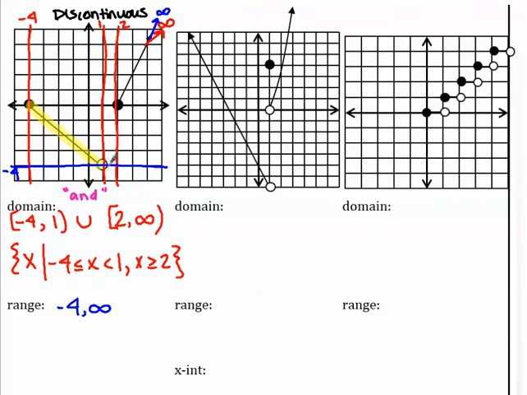-4 has an open circle, so I need to put a parenthesis, and infinity always has the parenthesis. Then in set notation, this would be the set of all y's such that y is greater than -4. And I said greater than because there's a parenthesis on -4. It is not equal to -4.